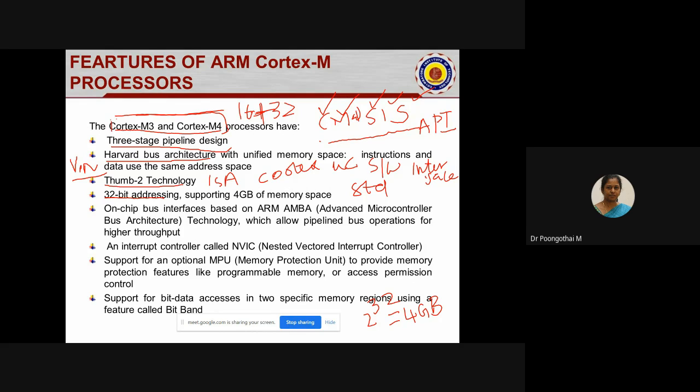And the fifth feature is about bus interfaces. It has an on-chip bus interface based on ARM Advanced Microcontroller Bus Architecture technology, which allows pipelined bus operation for higher throughput. And one more important component is the interrupt controller. It is integrated on the chip itself. That controller is called NVIC, Nested Vectored Interrupt Controller.